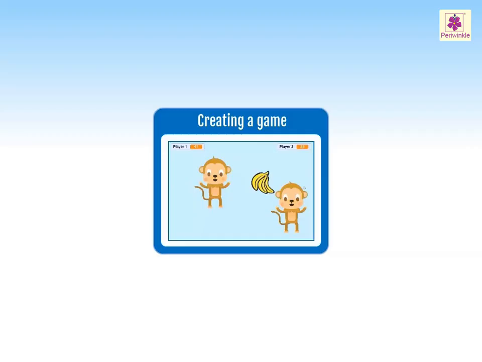Create a multiplayer game using Scratch programming. In this game, two monkeys, controlled by two different players, will try to touch the bananas present on stage that are randomly moving. Each player gets 1 point for touching the bananas once.